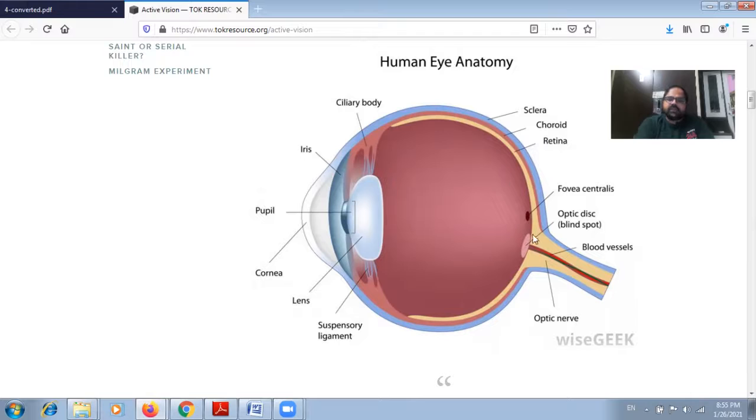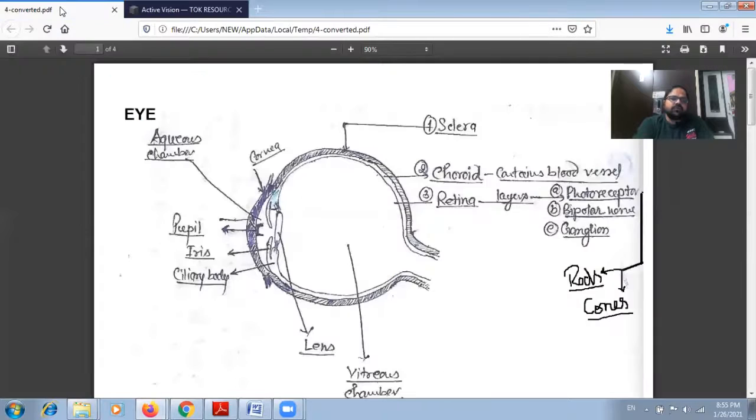And we can see here that there are two spots on the retina. One is called fovea centralis, and another part is called optic disc or blind spot. And we can see here that this is the space through which the blood vessels and optic nerve run. So the same thing we can see here also.